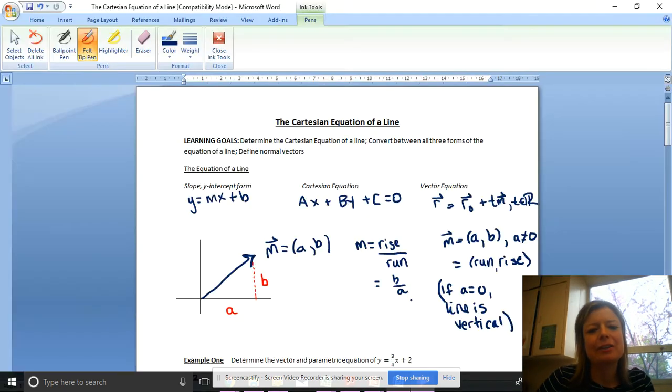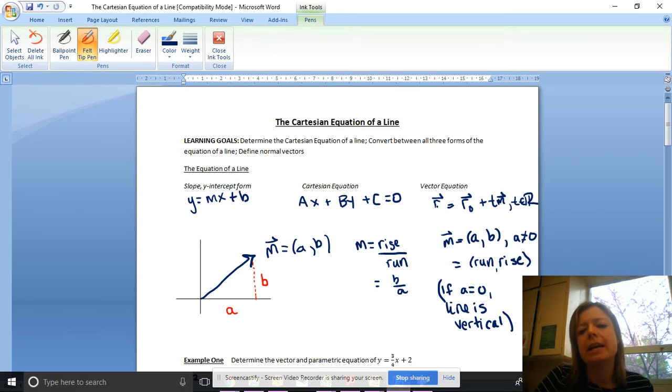Hi everybody, today we are learning about the Cartesian equation of a line. Last class we learned about the vector and parametric equations, and now we're learning about the Cartesian equation. The equation of a line in slope y-intercept form from grade 9 is y = mx + b. The Cartesian equation, which we've in the past called standard form, is ax + by + c = 0. So that's what we're learning more about today and its significance on the Cartesian plane.